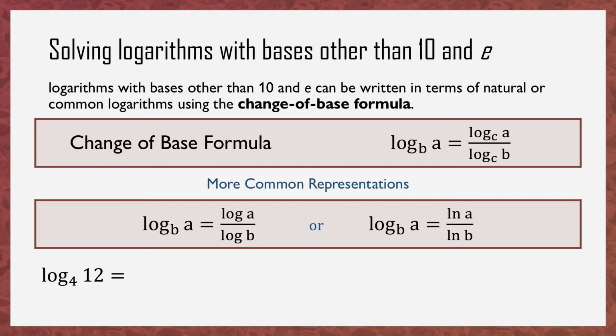So log base 4 of 12, we can solve this by rewriting it using either the regular common logarithm log or natural log, and I will use natural log. So log base 4 of 12 is the same thing as saying ln of 12 over ln of 4. Now, calculators are sophisticated enough to be able to write this all in at one time, to write ln of 12 divided by ln of 4 all at one time.